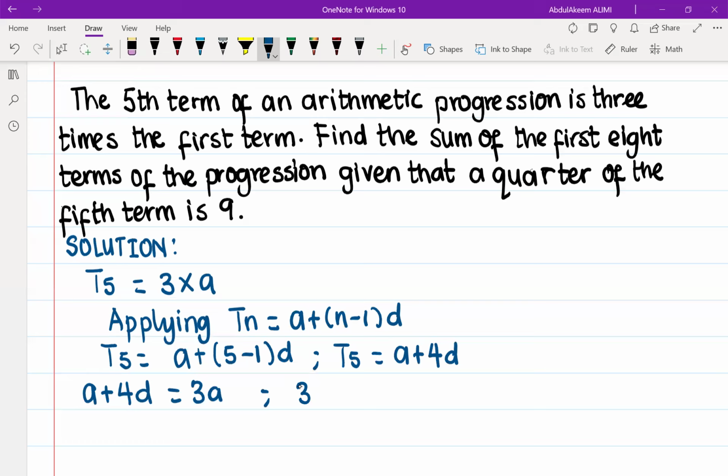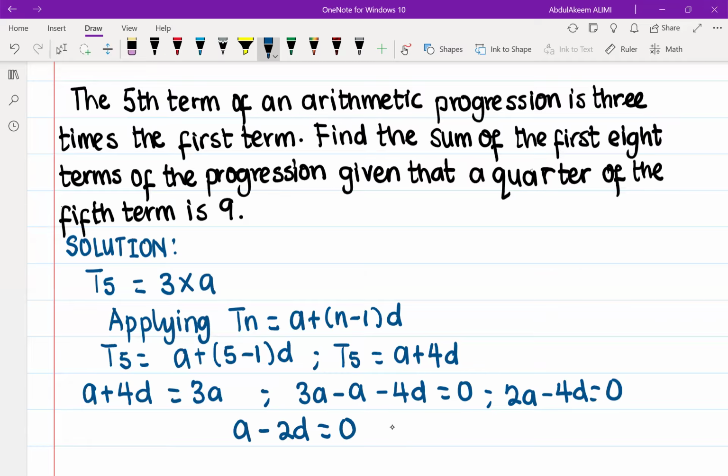I can solve this. This will become 3a minus A minus 4d is equals to 0. So I can have this to become 2a minus 4d is equals to 0. I can also reduce this further to become a minus 2d is equals to 0. Let's have this as equation 1.